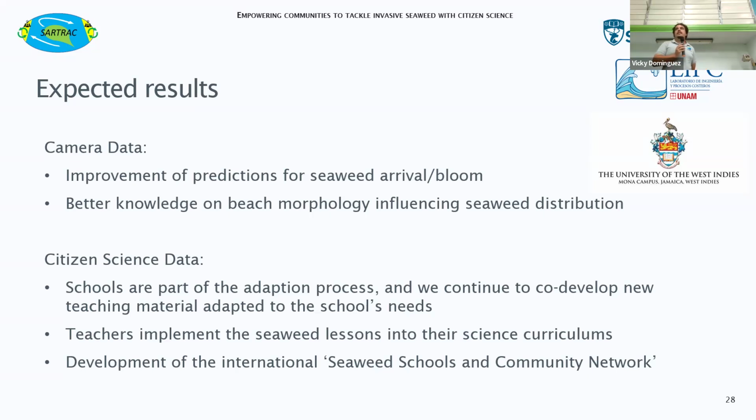And for the citizen science, we want to involve the people who are suffering the problems that we want to study, and to implement all the knowledge we already have and will develop in the students' classes. And maybe develop an international seaweed school and community network, so that everyone can talk about what they have in common and have a big community where they can compare their notes and talk about all this kind of seaweed. Okay, I think that's all.